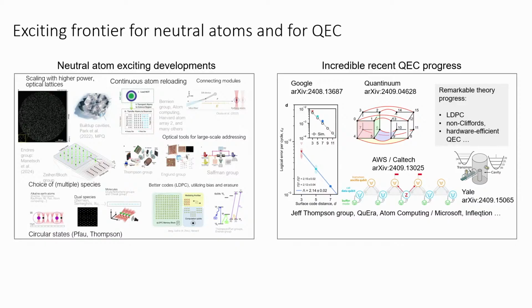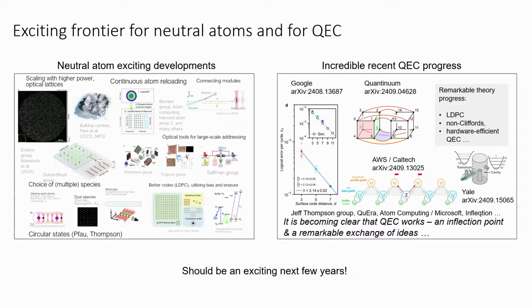And I think the thing I love about this is all these different developments. If you look at the arXiv identifiers, it's really amazing how rapidly these things are happening. It's like end of 2024, beginning of 2025. And I think it's starting to become extremely clear that error correction works, and it's at a real inflection point. It's also a really remarkable exchange of ideas between systems that are so disparate, which I think is quite amazing. I think it should be a pretty exciting next few years.